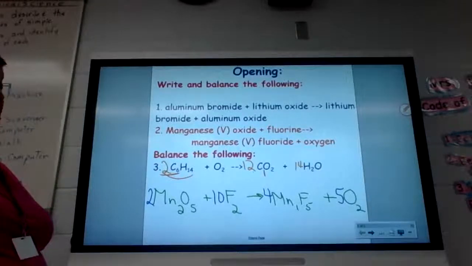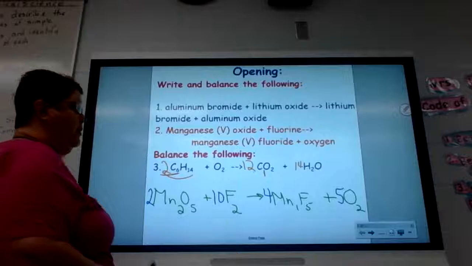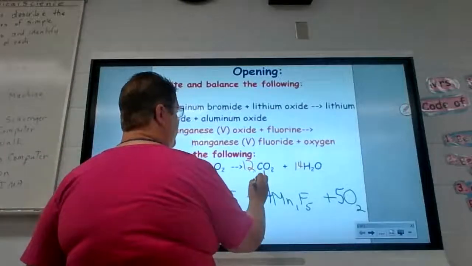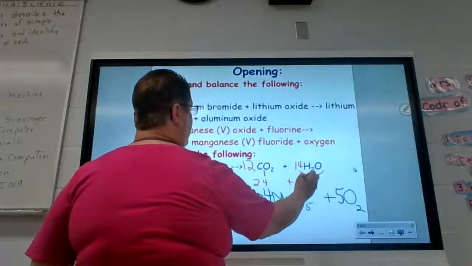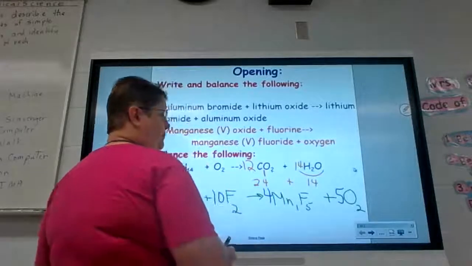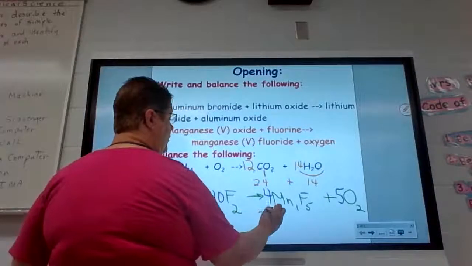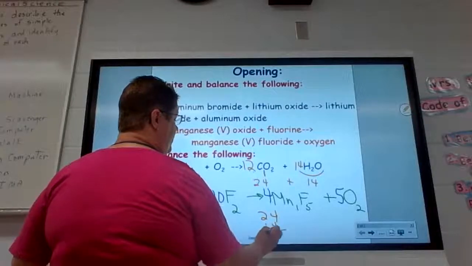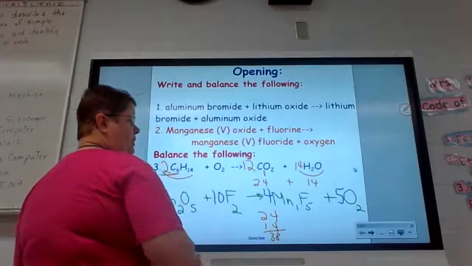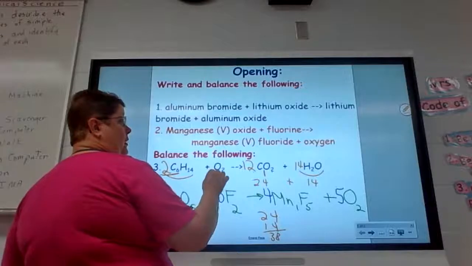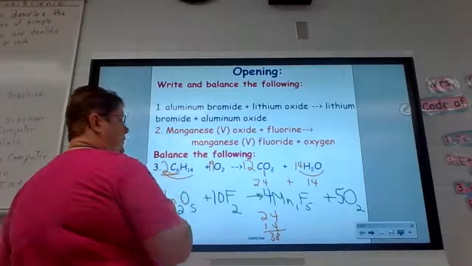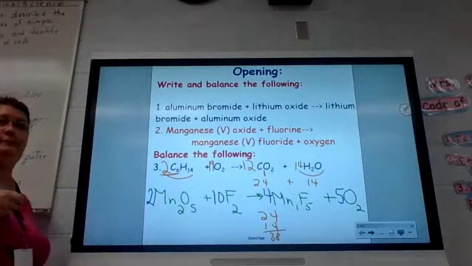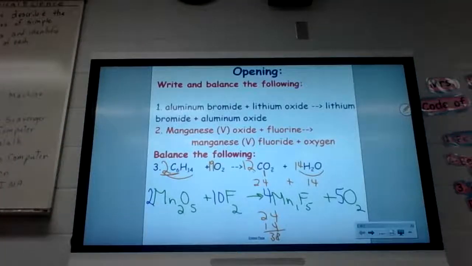For those of you who struggle with that, use a calculator. 12 times 2 is 24, plus 14 times 1 is 14. 24 plus 14 is 38. So we need 38 here. So what number times 2 will give us 38? 19.